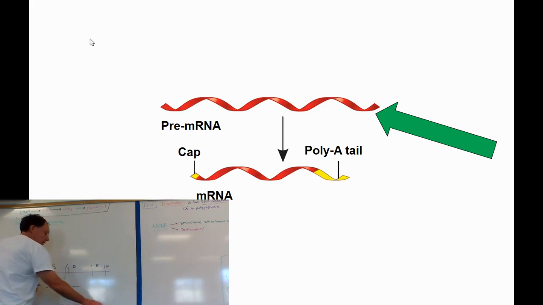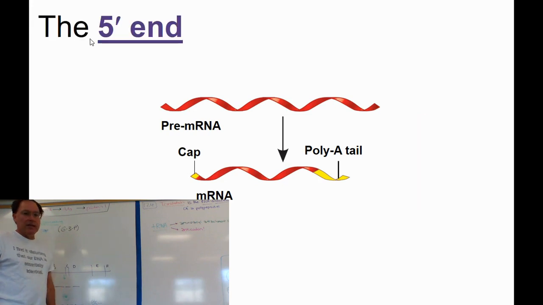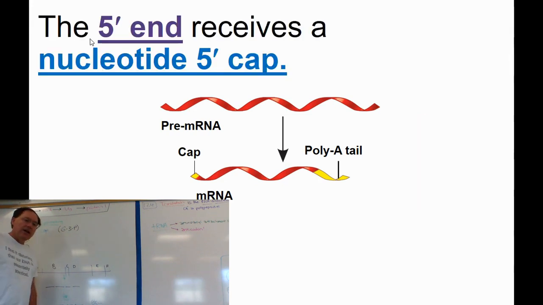What's interesting is we've only realized recently what this 5' cap is, and it's a G3P molecule. Have you seen this before? Remember, it's the intermediate in the dark reaction or the Calvin cycle of photosynthesis. We see the same molecule, glyceraldehyde 3-phosphate. I don't know why, but I think it's pretty cool that it shows up here again. That does have a function to allow the mRNA to attach to the ribosome more effectively once the mRNA goes out into the cytoplasm. So the 5' end receives a nucleotide cap.